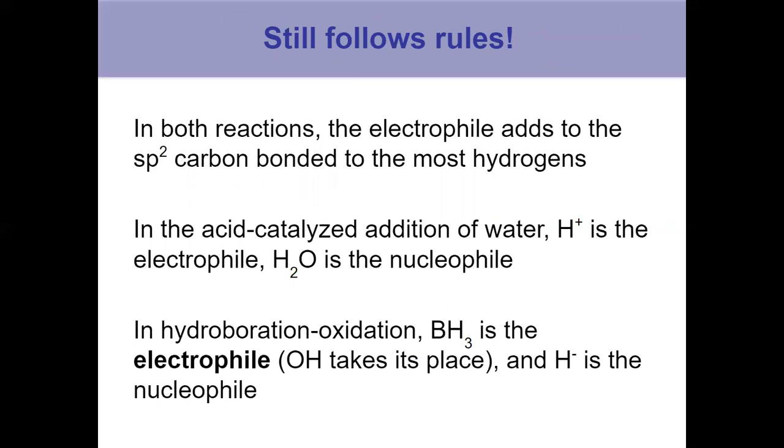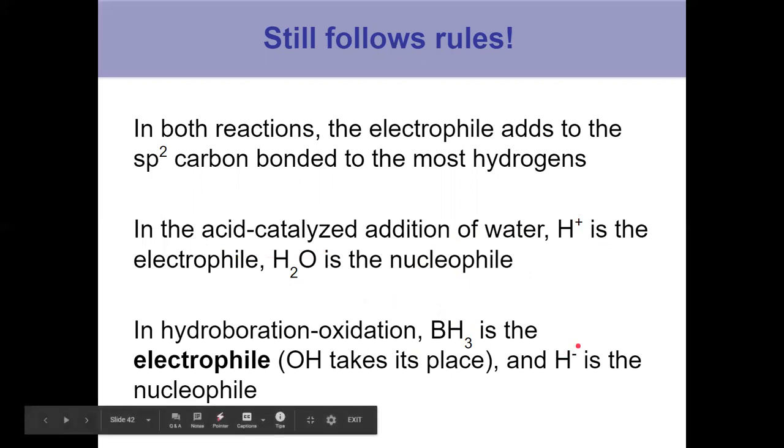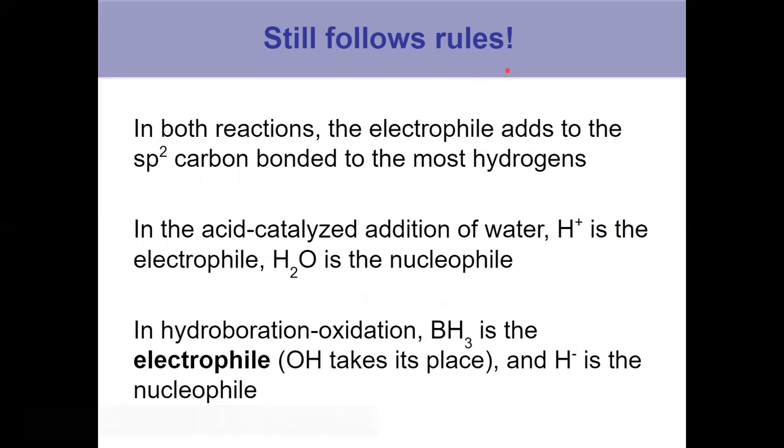Because in both of those reactions, we are following the rules. Our electrophile is adding to the sp2 carbon that's bonded to the most hydrogens, Markovnikov's rule. If it's acid catalyzed addition of water, H plus is the electrophile, water is the nucleophile. In the HBO, borane is the electrophile, H minus is the nucleophile. So know the rule, identify the electrophile and the nucleophile, put them together in the right way.